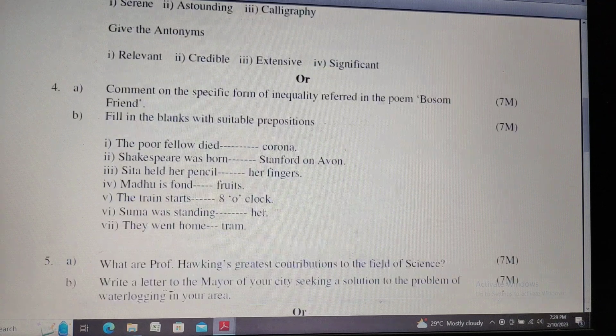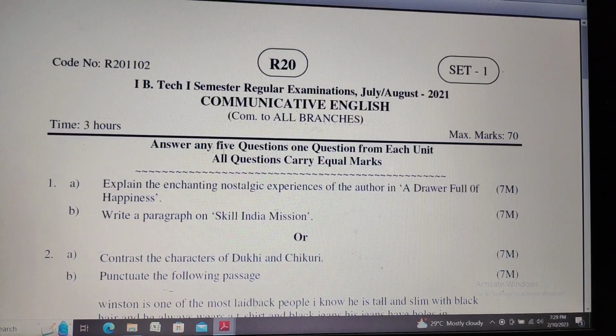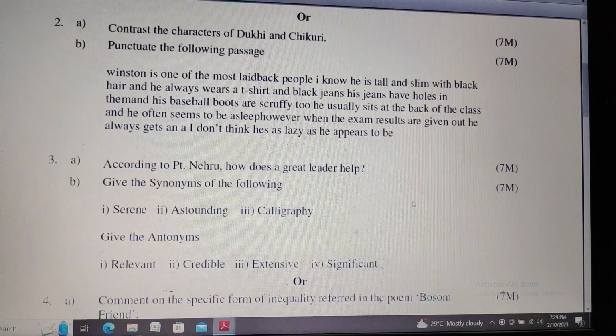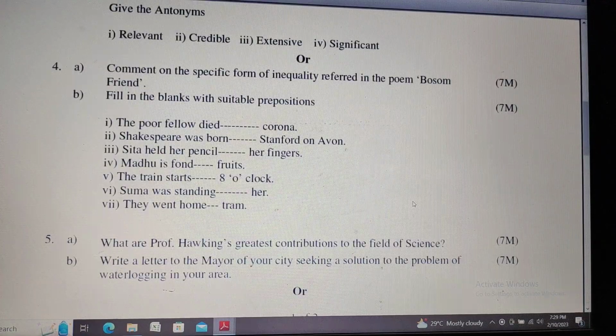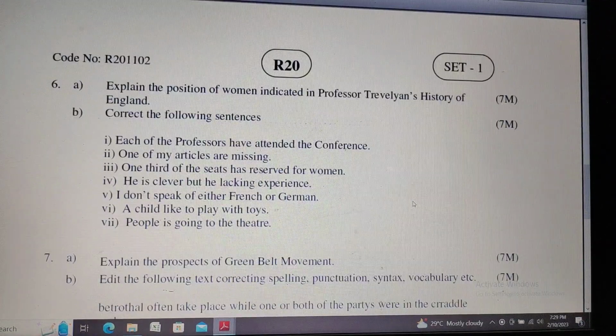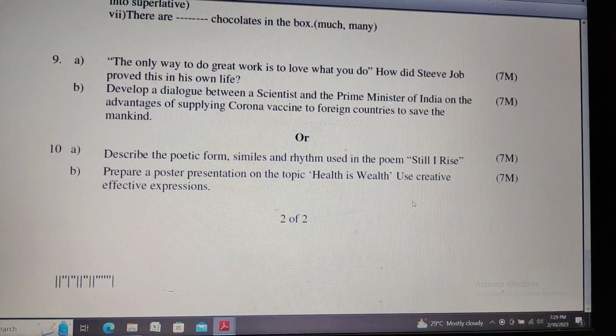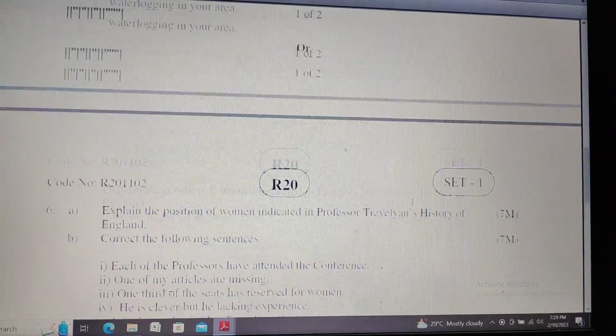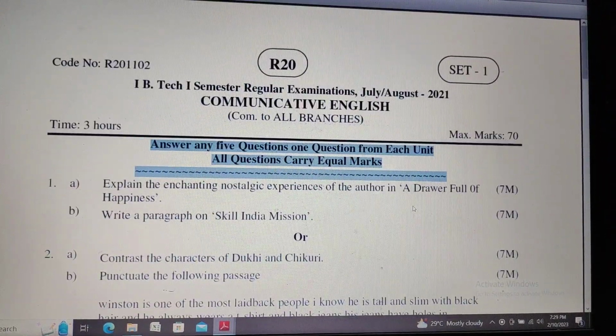So again and again I'm telling, out of 10 questions you can answer any 5 questions if the combinations are these. So wish you all the best. Please make sure that you're going through the question paper. This is set 1 that I'm talking about. So in fact set 2 also will be there here and there, only the questions will change.